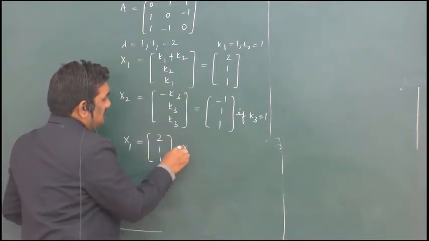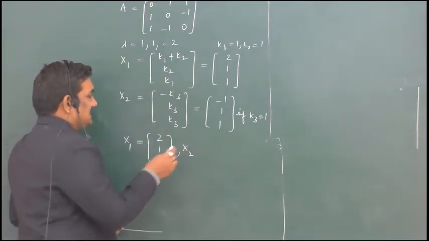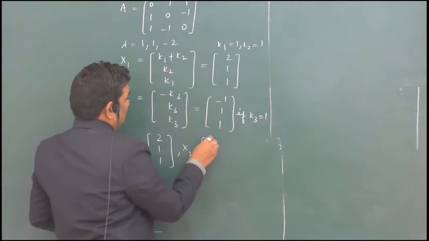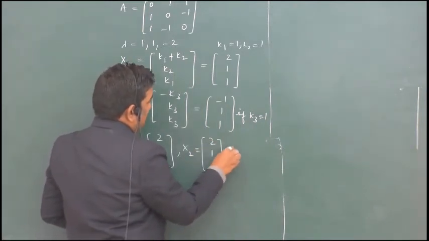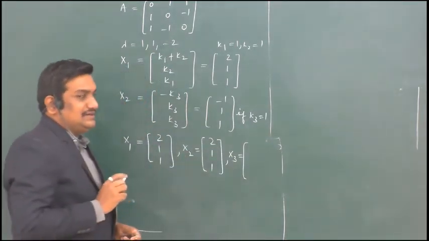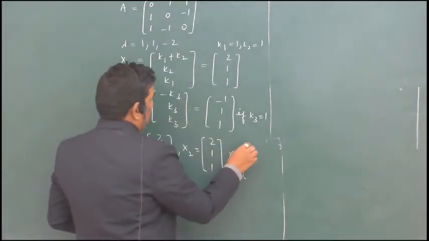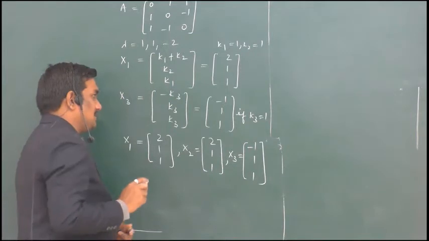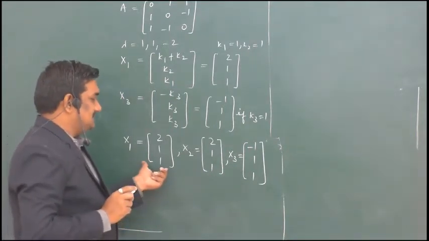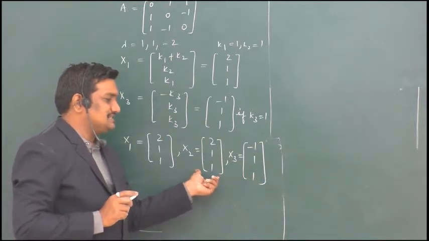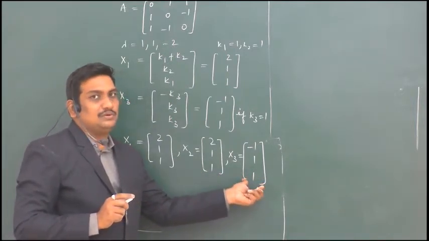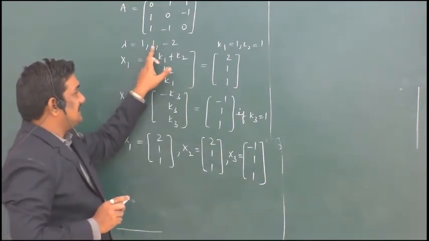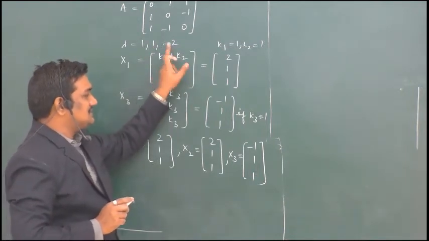Now x2 is the eigenvector of the other eigenvalue, that is 1. It is also 2 1 1. Now x3 is the eigenvector of the third eigenvalue, that is minus 2. It is minus 1 1 1. So let us name the eigenvector corresponding to minus 2 as x3. This is the eigenvector corresponding to 1, this is the eigenvector corresponding to 1, and this is the eigenvector corresponding to minus 2.